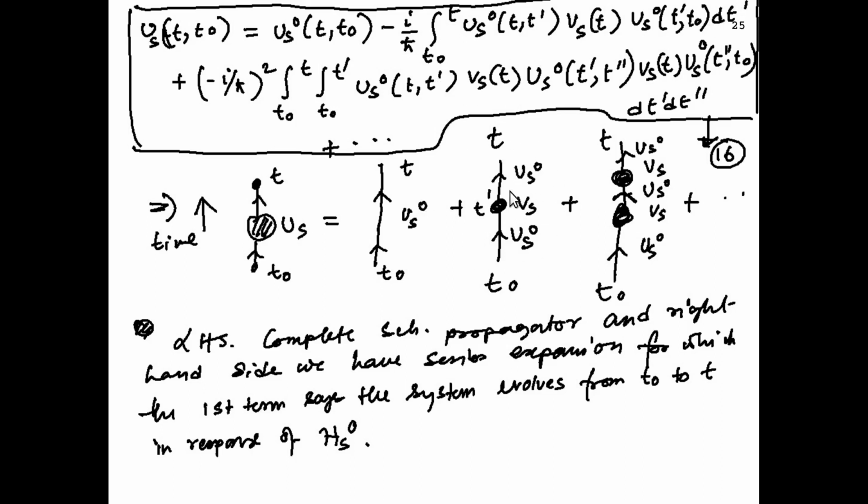Now, how about the second term? The third term is again similar, with two blobs, where the U_S0 takes you from t naught to t double prime, which is till here. This time block is t double prime, and then you encounter the potential, and then you go from t double prime to t prime, and then you encounter the potential again, and then you go from t prime to t.